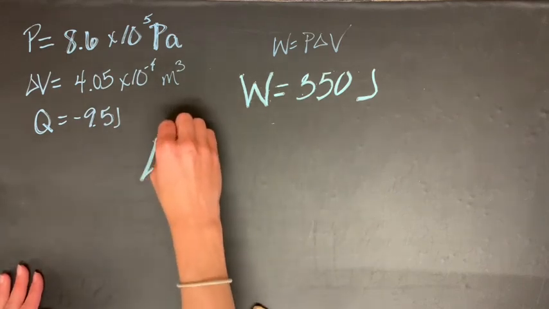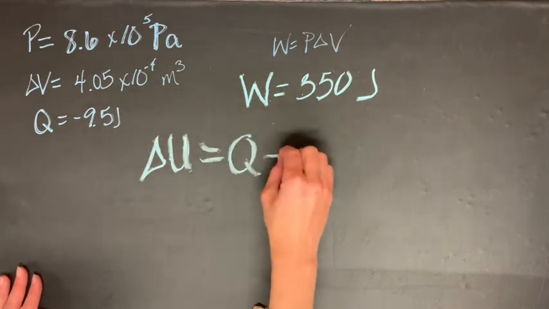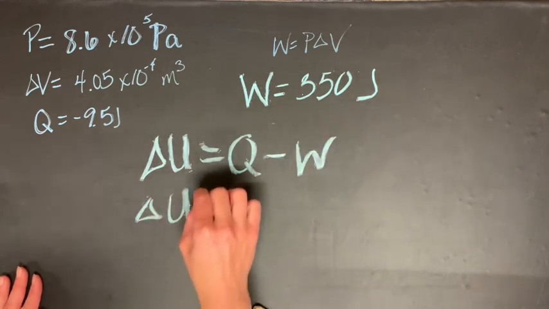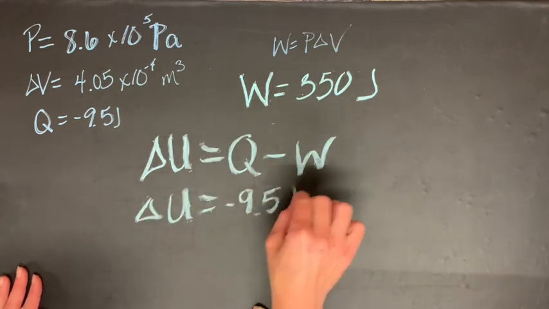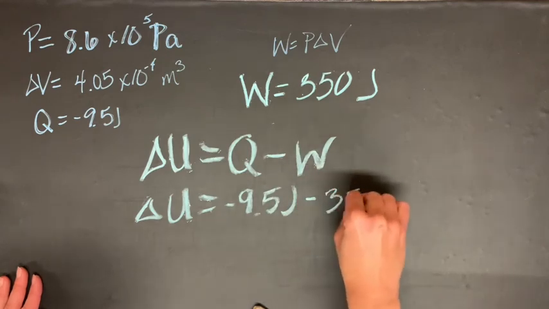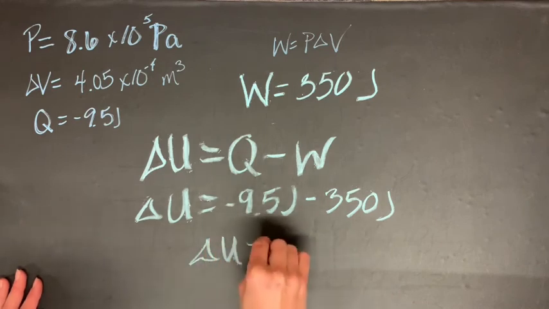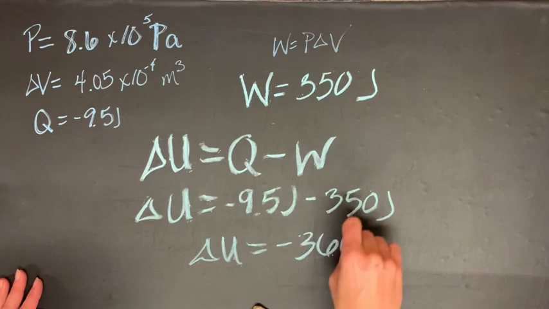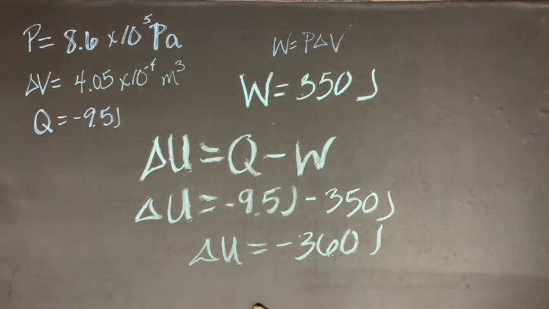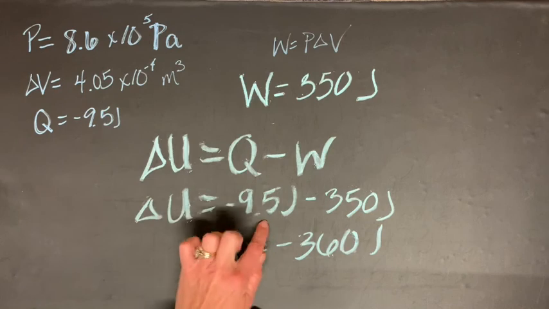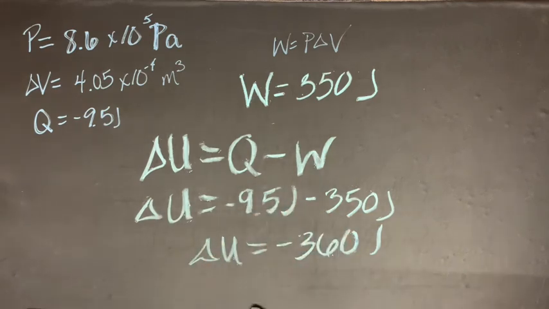Now we look for our change in internal energy. We have change in U is equal to Q subtract W. So our change in internal energy is negative 9.5 joules subtract 350 joules. This gives us a change in energy of negative 360 joules. Now, what process can this approximate? Well, if we look at our value for Q and our value for work, Q is extremely small compared to work. So we could look at this as an adiabatic process.